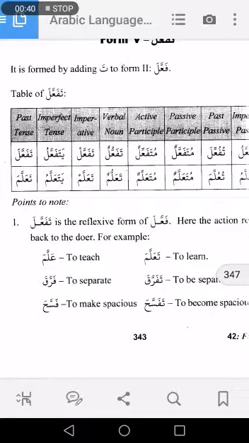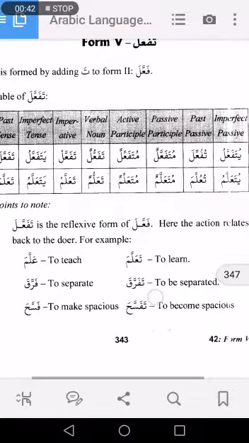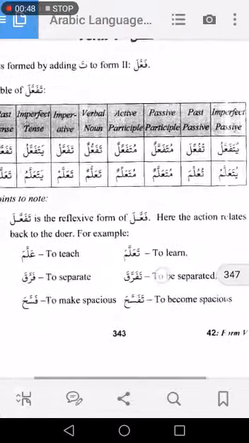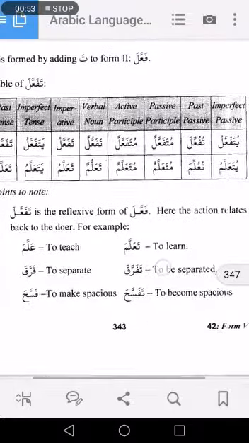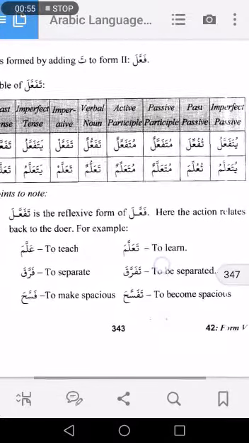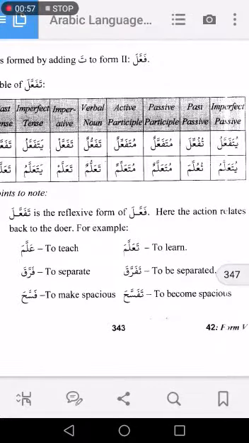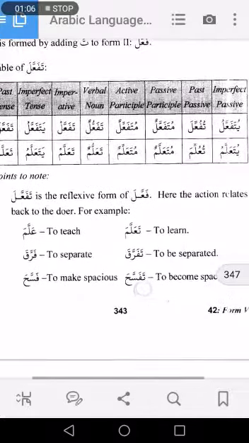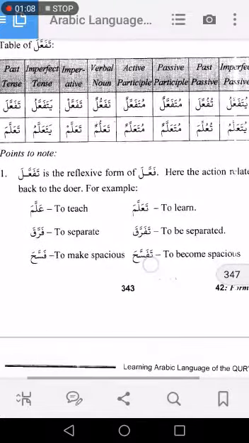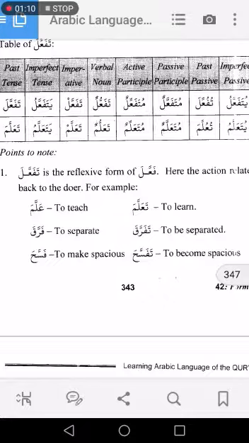Now, what is the meaning of this family tafa'ala? When you have a ta inside the family, it's known as a reflexive form. What do you mean by reflexive form is that the action is being done on your own self. Whoever is the doer of the action is also the object or the receiver of the action. That is the meaning of this family 5. So it's the same form of fa'ala, whatever meaning is there in fa'ala, same meaning, but the receiver of the action is the doer itself.